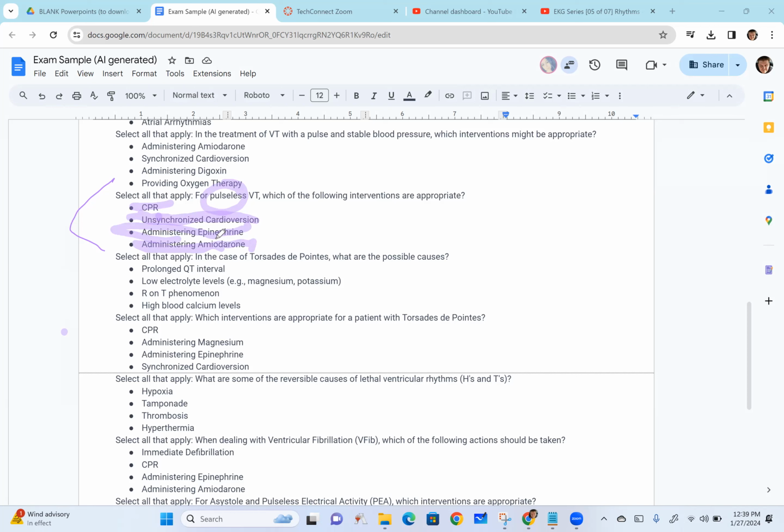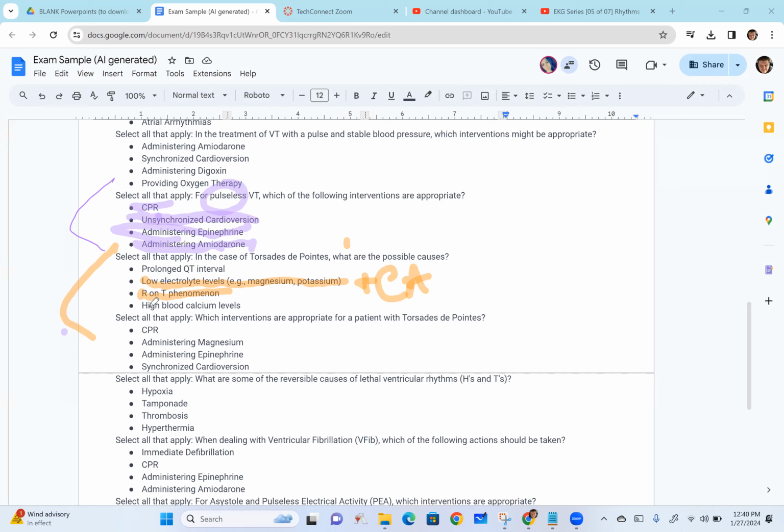All right, so then torsades. What are possible causes of torsades? Good, R on T. Low electrolyte levels: mag, potassium, and what else? What other electrolyte can be low? Calcium. Okay, so that means high calcium is not correct, right?